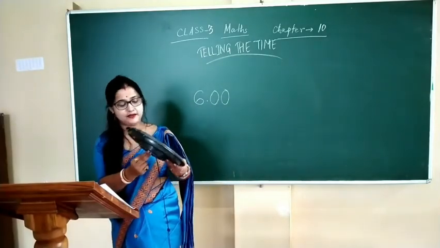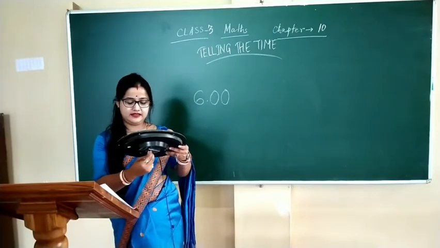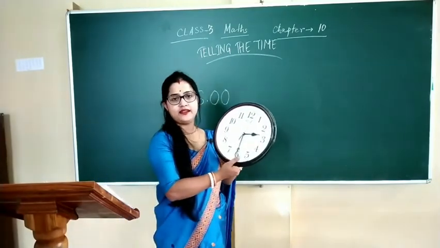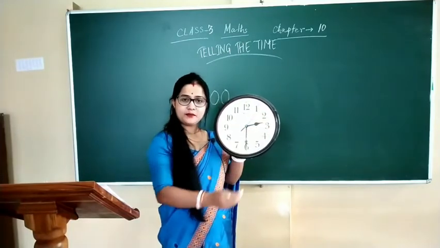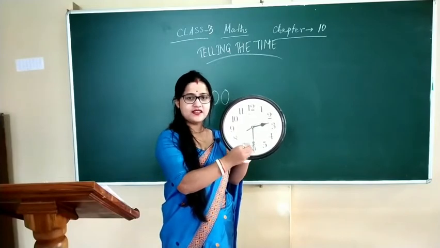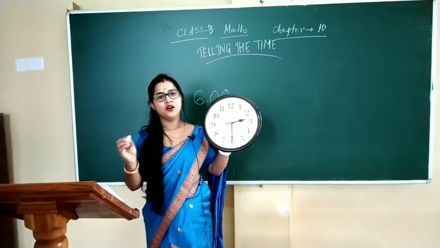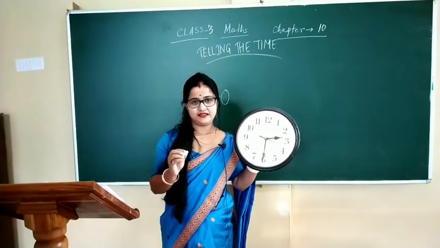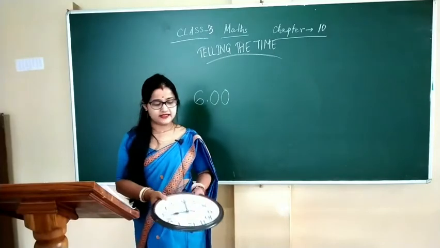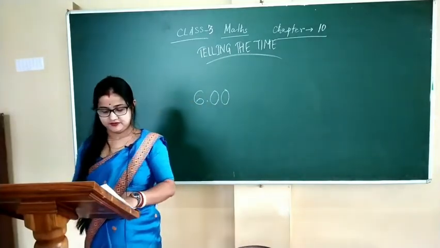One more example I am showing you. See, the hour hand is in between 2 and 3 and the minute hand is in 6. So we say 2:30. Clear? Next is telling time to the nearest 5.